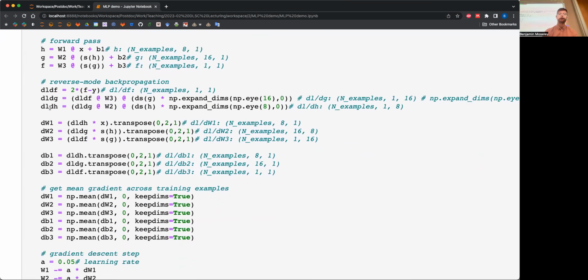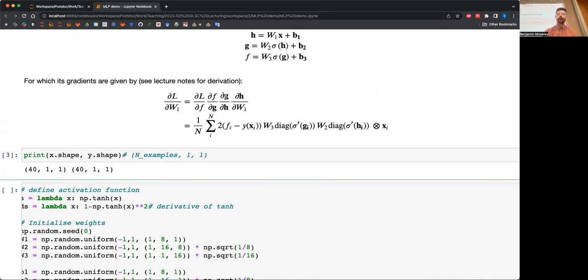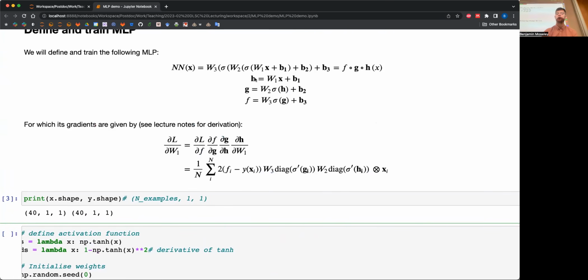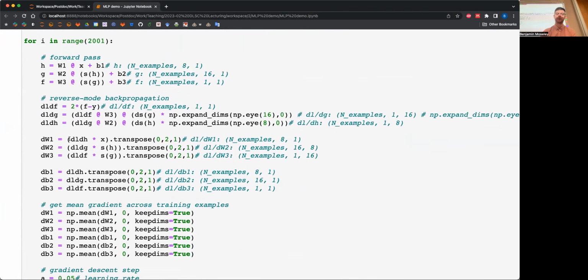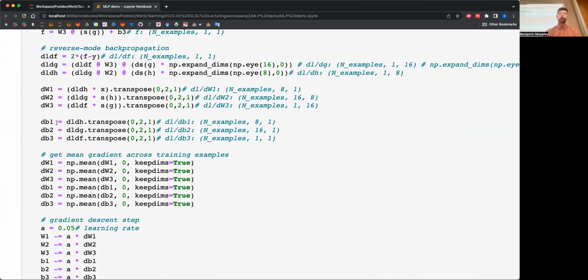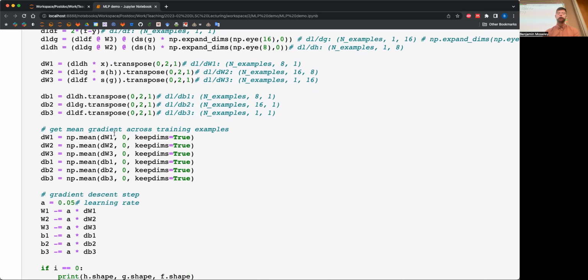So we now have DL by DH here, but we actually want DL by DW. So then we need to define that vector Jacobian product. And we said before that was just an outer product of this whole thing times x. And so that's just a multiplication, and we just transpose it to get the right dimensionality of the gradient of the weights. The biases are actually even easier. We don't even have to do this product. We just take the gradient itself. And then the final thing I'm doing is just a mean over all of our training examples.